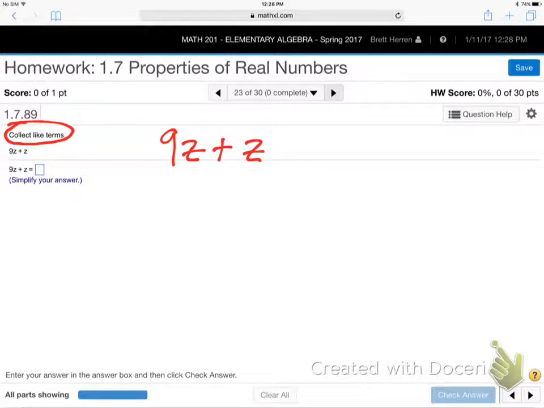What's really in front of this z? There's a 1 in front of that second z. Where there's no number, it means 1. 1 times z is just z. I haven't changed anything. So 9z and 1z? 10z.